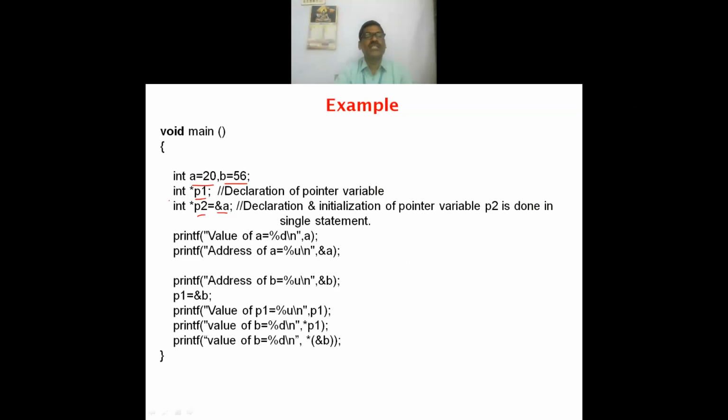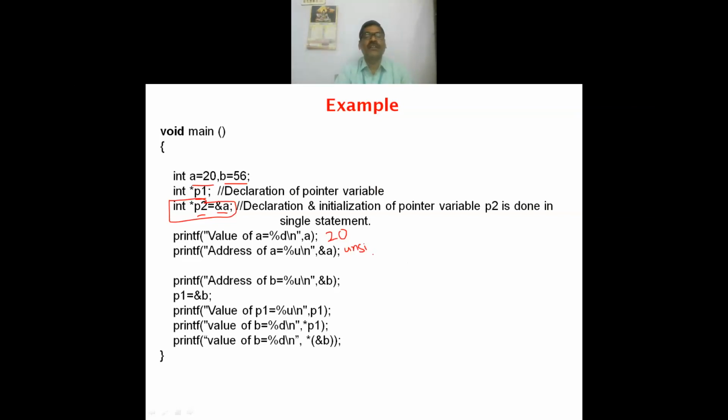So this is declaration and initialization done within a single statement here. Then we are printing the value of a. What value is it going to print? It is going to print the value 20. Then the address of a: it is going to print some unsigned integer value. So it is going to print the address of a.